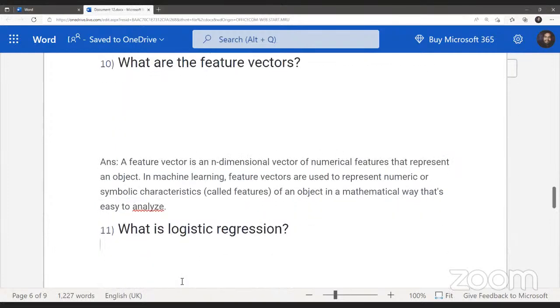As we look into this, a feature vector is an n-dimensional vector of numeric features which represents an object. In machine learning, feature vectors are used to represent numerical and some symbolic characteristics of an object in a mathematical way, which is easy to analyze. So as we jump into the next question, what is logistic regression? If anyone knows the answer, try to ping me in the chat box and we'll discuss the answer within a minute.